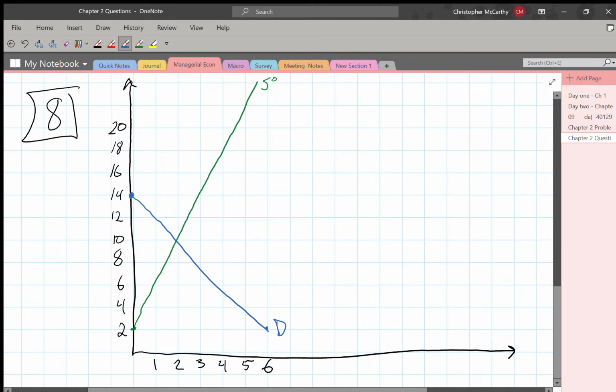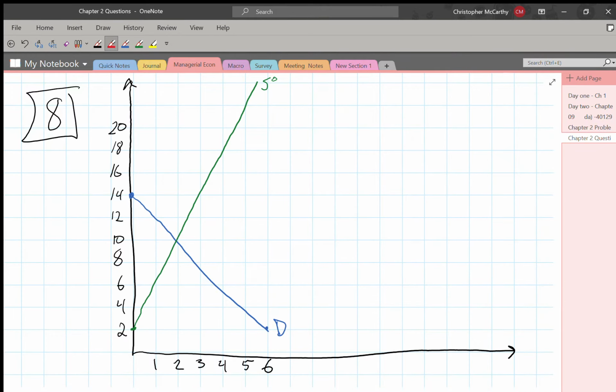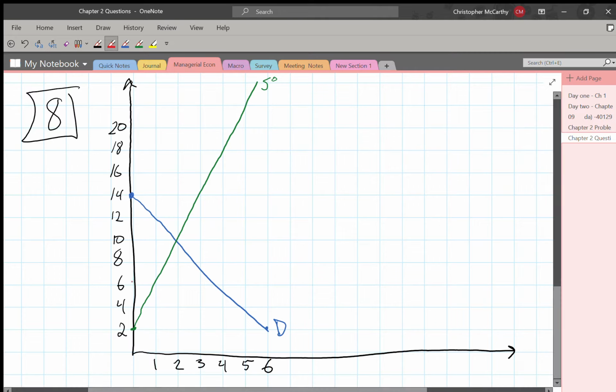And so we're asked, suppose demand is D and supply is S0. If a price ceiling of 6 dollars was imposed, what are the resulting shortages and what's the full economic price? So the price ceiling of $6. So what does a price ceiling mean? Right, no price higher than this.